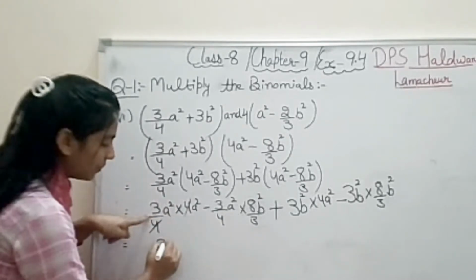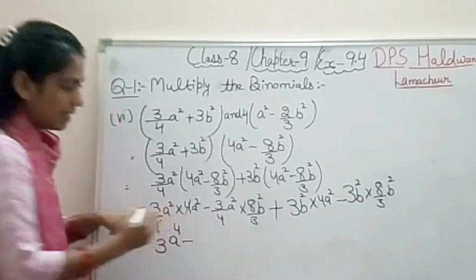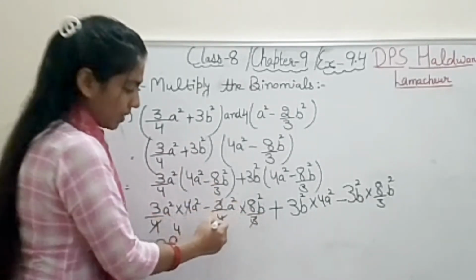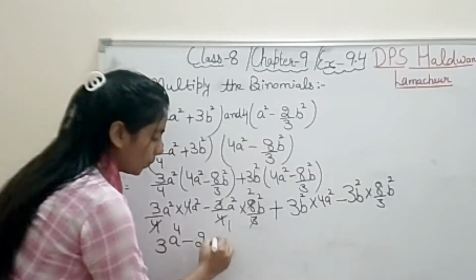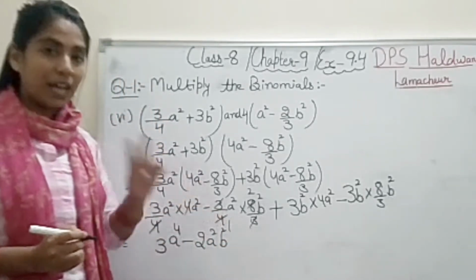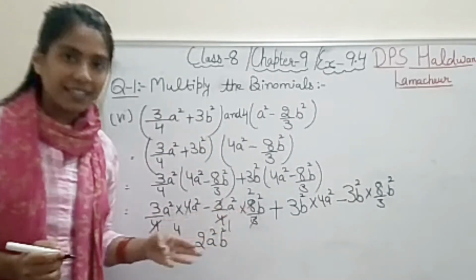What remains? 3a square, a raised to power 4 minus... see, it is a multiplication, so 3 will cancel out with this 3. 4 ones are 4, 4 twos are 8. So it means 2a square b square. See, in one part only we have two things: we open the bracket, and second, simplify the term.